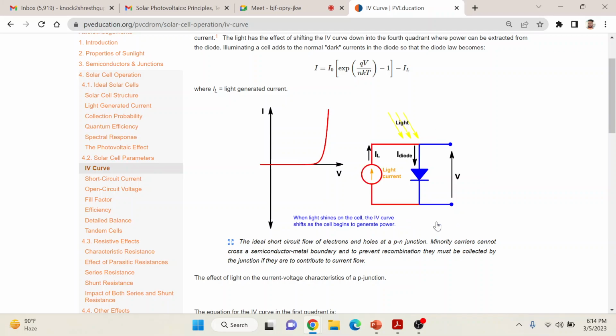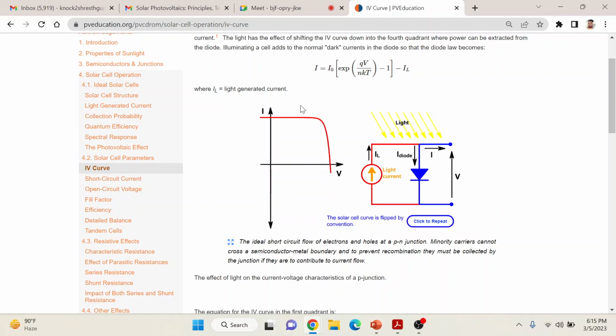Okay, now when the light is shining on the cell, the IV curve shifts as the cell begins to generate power, as you can see here. It is getting shifted, and this is because of the shining of the light on this diode. The greater the light intensity, the greater the amount of shift.